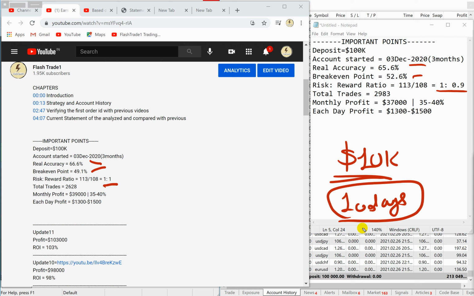Total profit we have seen is $113k. If we see the monthly profit, then it comes out to be 37,000, and each day profit 1300 to 1500 on this account. Here real accuracy must be increased, break even must be increased, and risk reward must be maintained or increased. But here in all of these three, things have gone in the opposite direction.